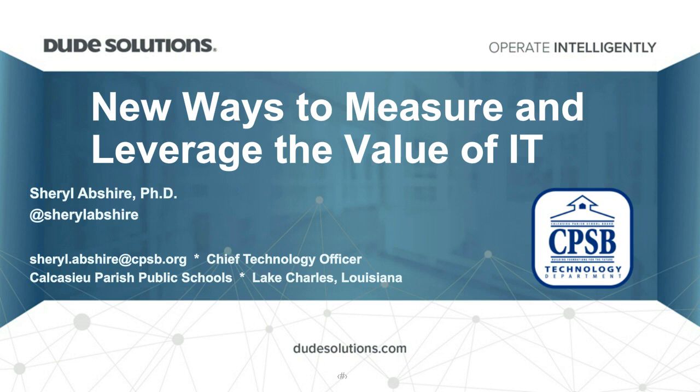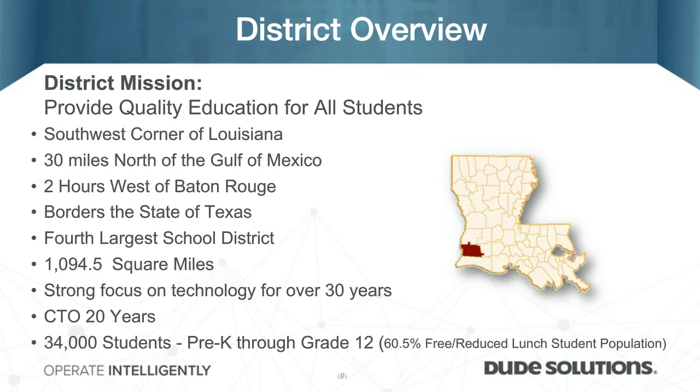So to kind of frame the conversation, to show you just this little map of Louisiana, we're right in the bottom southwest corner, almost on the Gulf of Mexico. This time of the year, it's also known as Hurricane Alley. We cover a large geographic area because in Louisiana, all school districts are county-wide, or for us, we call them parishes. We have about 34,000 students. We consider that a medium-sized school district, with a little over 60% free and reduced lunch population in the district.